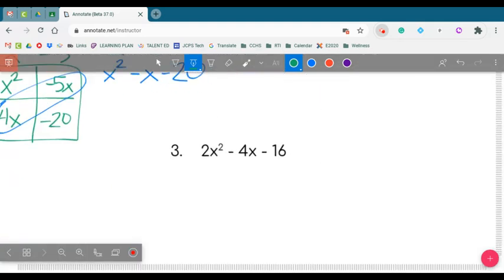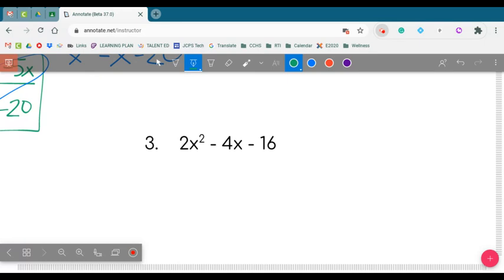Okay. Next, I have 2x squared minus 4x minus 16. First, is there a GCF I can pull out? Kind of think about it. You can pull out a 2 from every term. So you're left with x squared minus 2x minus 8.